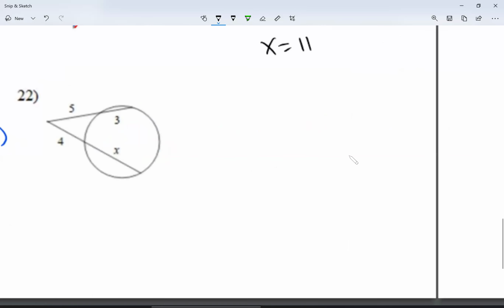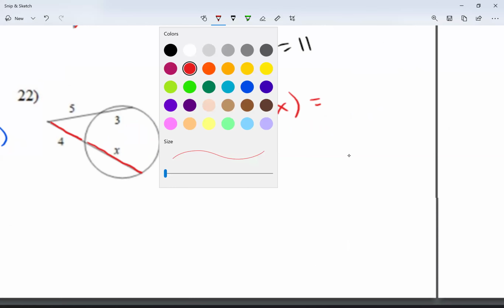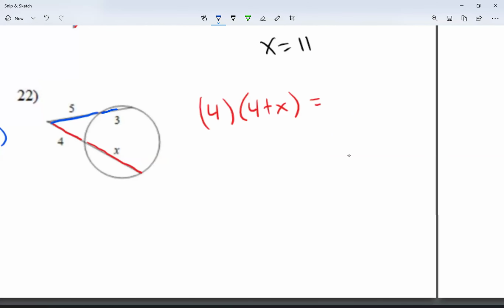Let's take a look at number 22. Let me see the segment that has x. Outside of the circle is 4, and part of it is x. So then I go 4, because that's how much is outside of the circle. The whole thing is 4 plus x. Then I take a look at the other segment. Part of it is 5, part of it is 3. Outside of the circle is 5. The whole thing is 8. Or I can call it 5 plus 3 or just 8.